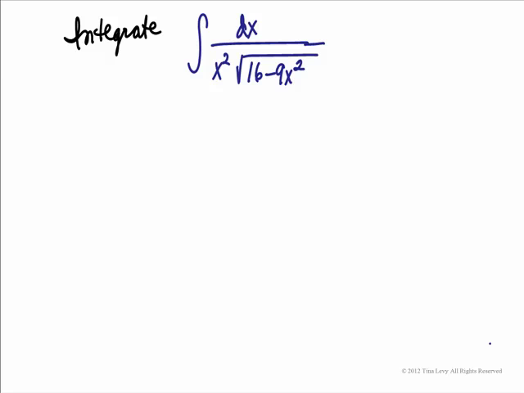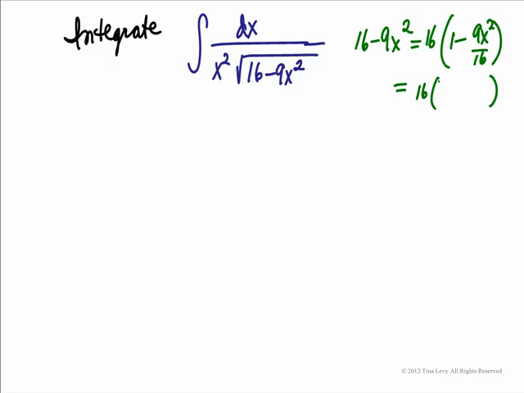We're going to integrate the integral of 1 over the quantity x squared times the square root of 16 minus 9x squared. First step is we always want the number 1 as the leading number. So we're going to write 16 minus 9x squared. We're going to factor the 16 out, and we have 1 minus 9x squared over 16. And this will be 16.